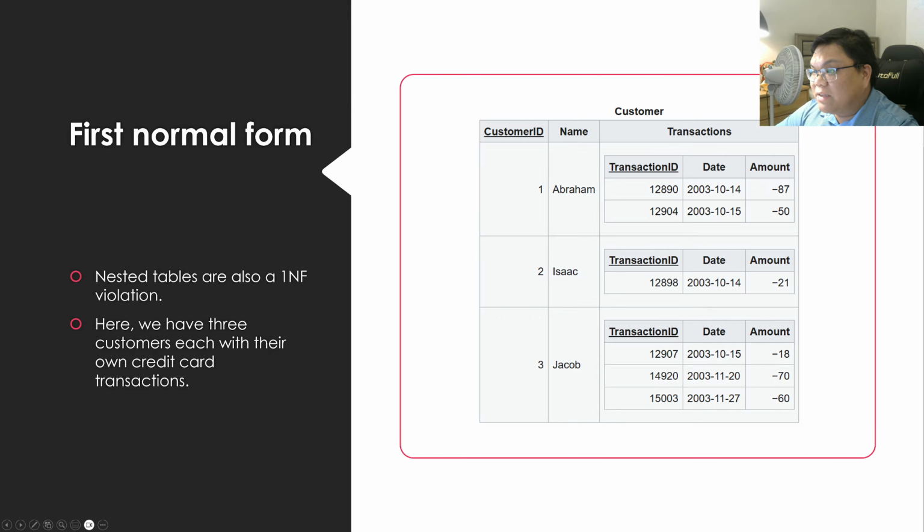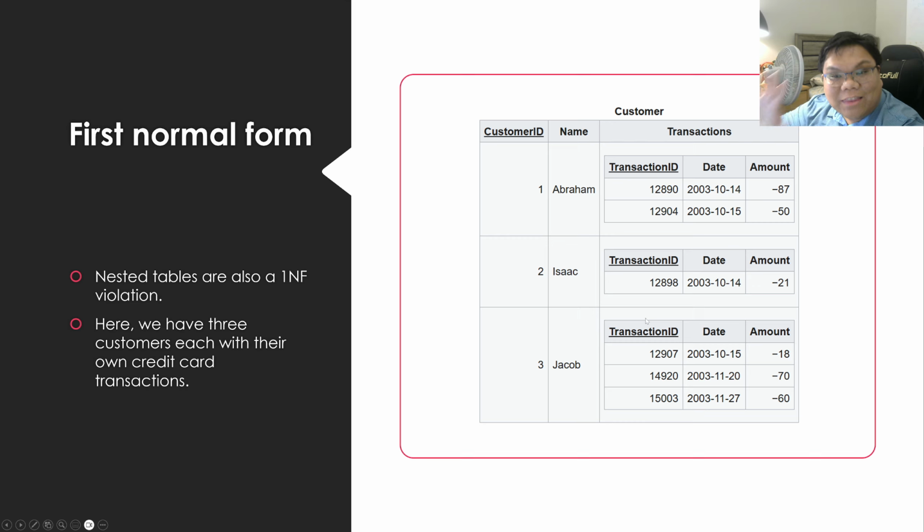we have three customers: Abraham, Isaac, and Jacob, and each customer has its own transaction information. This is a first normal form violation. We want one piece of data per cell. But look at these nested tables. We have a transaction ID, date, and amount, and it's the same thing for Abraham, Isaac, and Jacob.